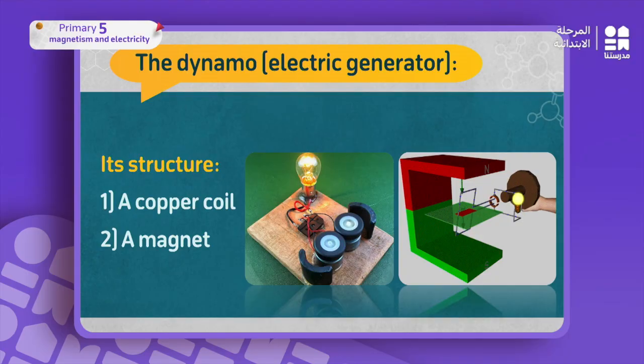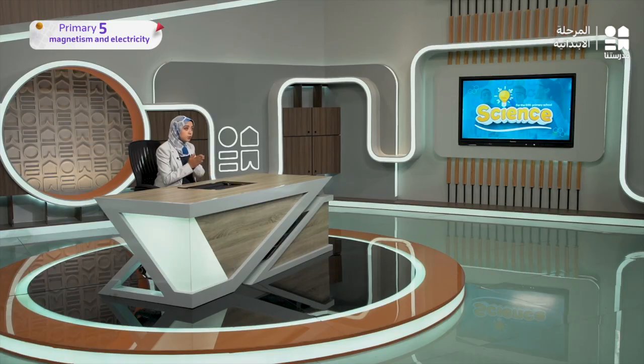Dynamo, or electric generator. What is the dynamo, or the electric generator? The electric generator, or the dynamo, is made of two things. Faraday had a magnet and a copper wire. Only these two things. So the structure of the dynamo is a copper coil and a magnet. That's the structure.